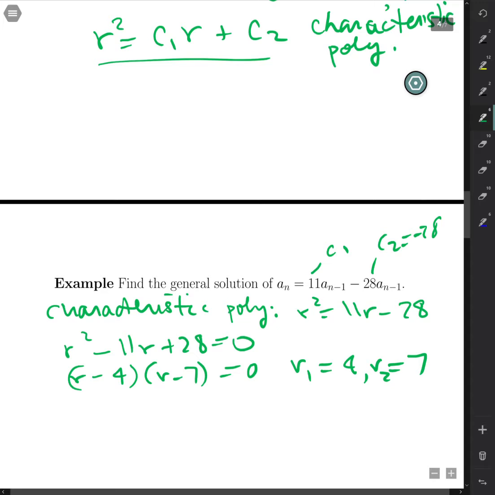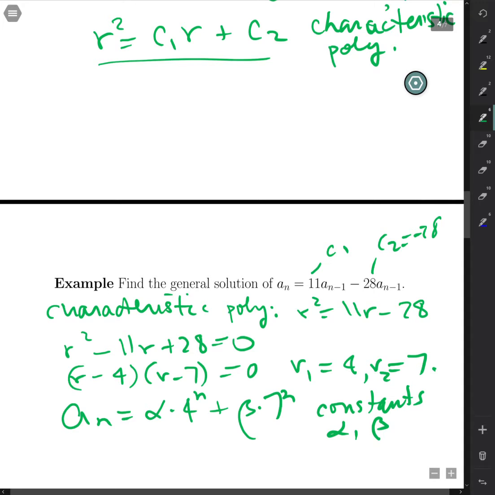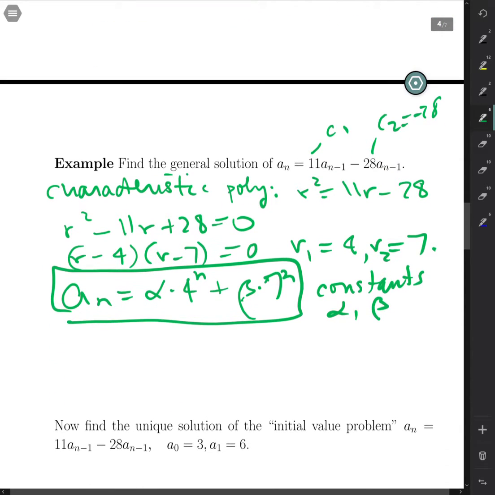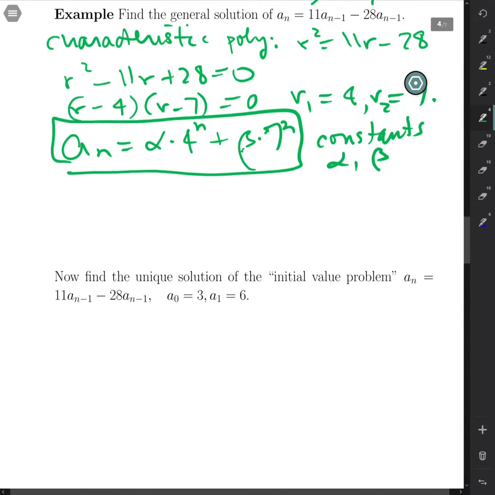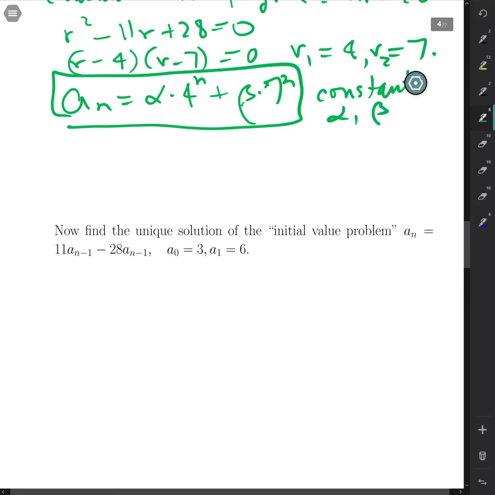It doesn't matter which one you call r1 and r2, but the general solution will be alpha times 4 to the n plus beta times 7 to the n for constants alpha and beta. So any choice of constants for alpha and beta will give us a solution there. Sometimes I'm going to use alpha 1 and alpha 2 or just alpha and beta. They're just two letters to stand for the arbitrary constants that will give a solution. That's the general solution.